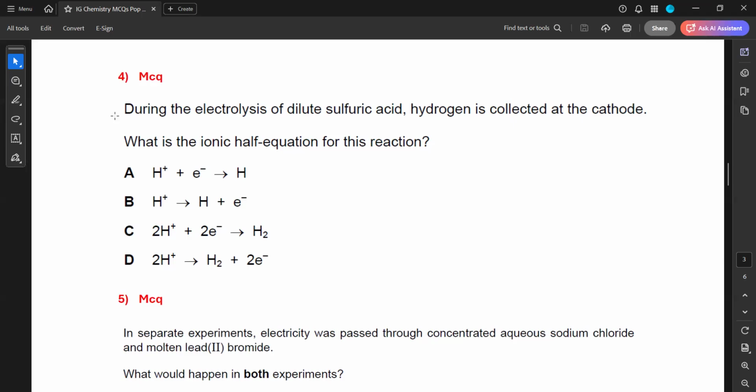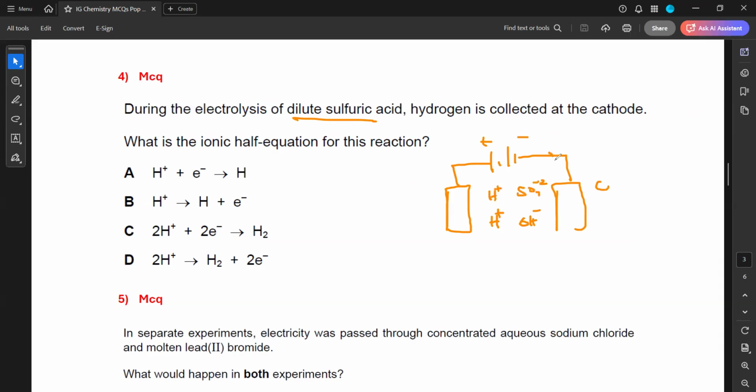Question 4, I'll explain. During electrolysis of dilute sulfuric acid, hydrogen is collected at the cathode. So what should be the equation? Because if we are doing electrolysis of dilute sulfuric acid, which contains a hydrogen ion and the hydroxide ion, and sulfuric acid means hydrogen ion and the sulfate ion.